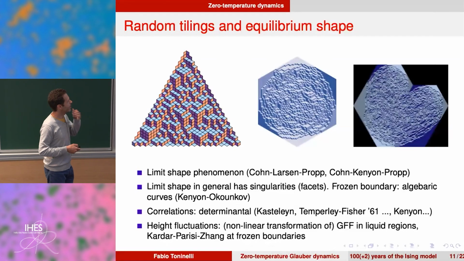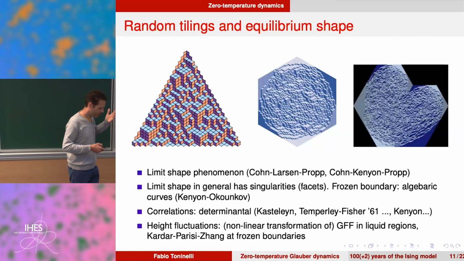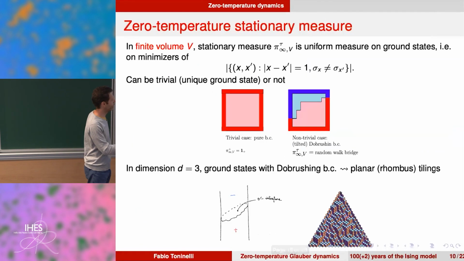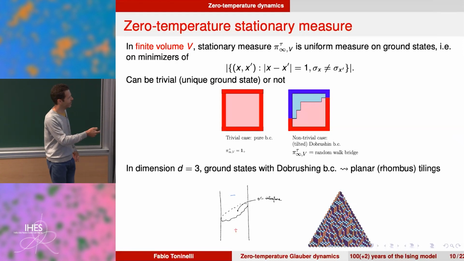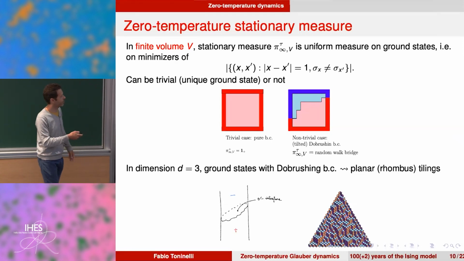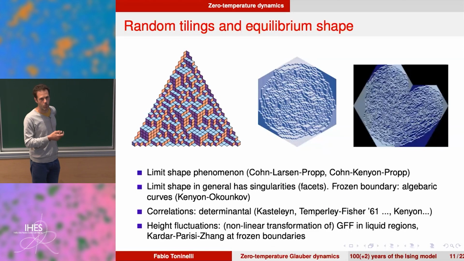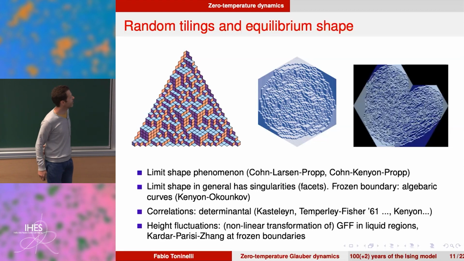Now, there are many things one can say about these surfaces that we just saw. Okay, for the random walk bridge we know everything, but for this we don't know everything. It's much less trivial. So let me try to summarize in one slide. Many facts, many non-trivial facts.